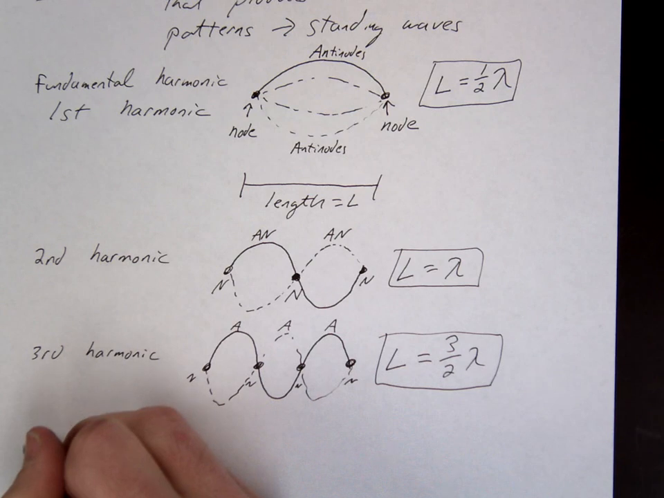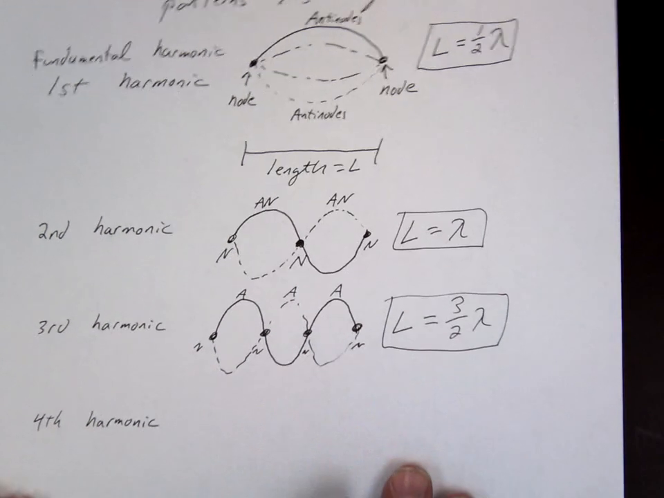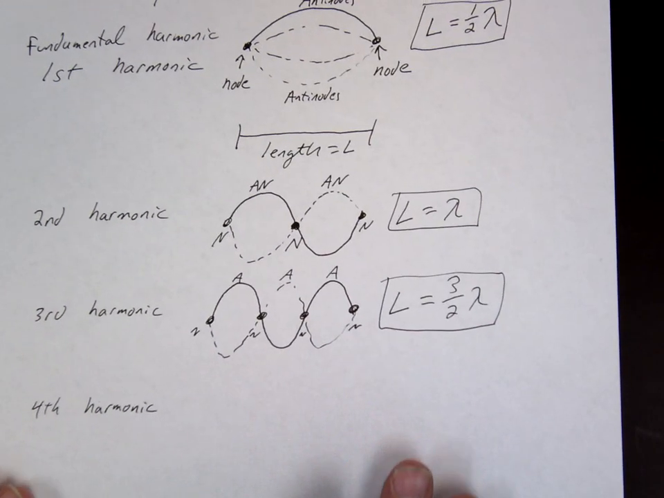Okay, let's do the fourth. Actually, see if you can draw the fourth by yourself. See if you can notice the pattern. I do want you to be able to reach the point where if I say the 8th harmonic, what does the 8th harmonic look like? And you could draw it out, you could find the relationship.